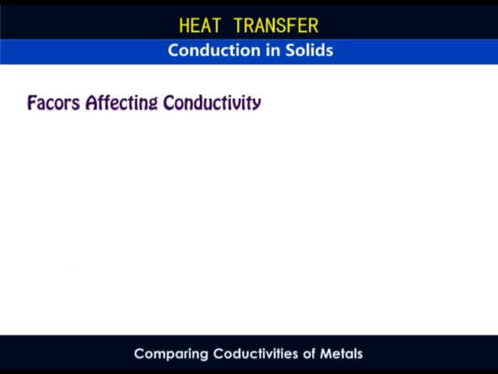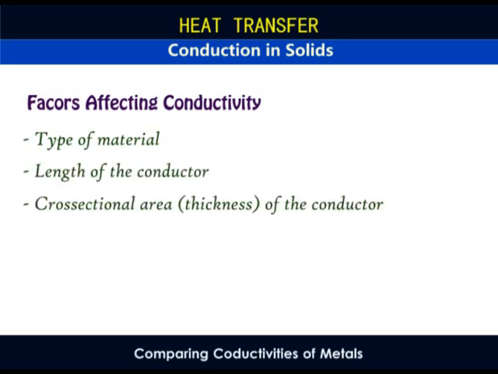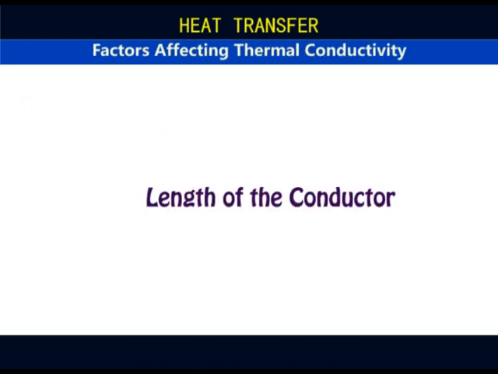So the factors affecting thermal conductivity include the nature of the material, which we have discussed, length of the conductor, cross-sectional area or thickness of the conductor, and temperature difference between the ends of the conductor. We shall look at the mathematical relationship of these factors in Form 3, but for now, let's look at the other three factors. We start with the length of the conductor.